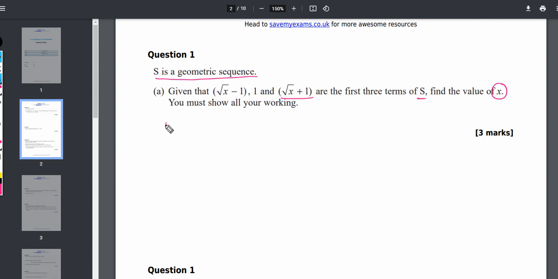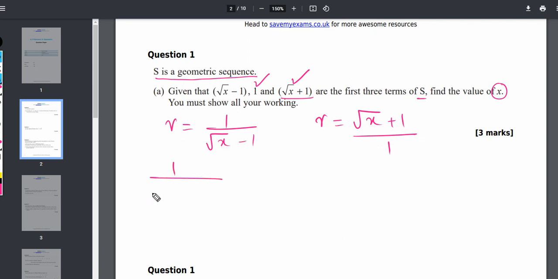So r will be equal to 1 over under root x minus 1. And r will also be equal to this term divided by this term, under root x plus 1 whole divided by 1. Because the ratio is common, the values of r are the same, so we can compare these two equations. When we write them together, it will be like this: 1 over under root x minus 1 equals under root x plus 1 over 1.